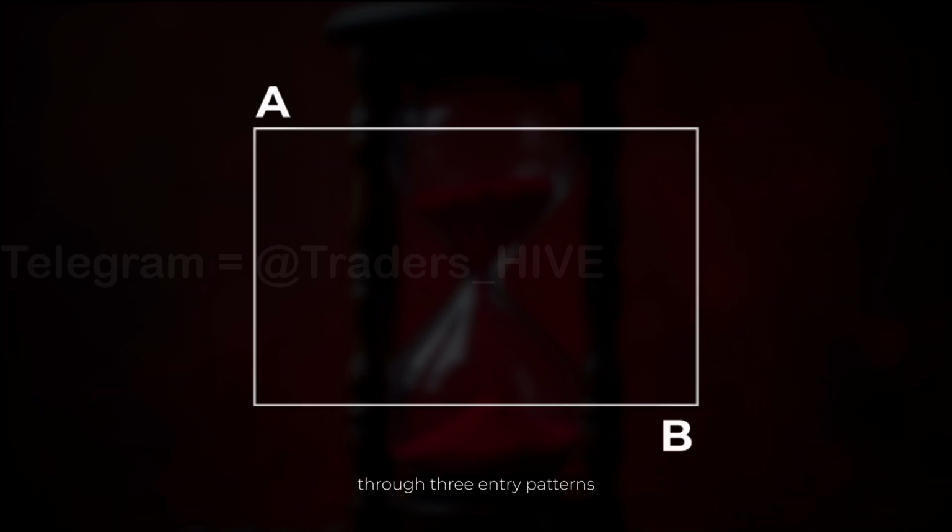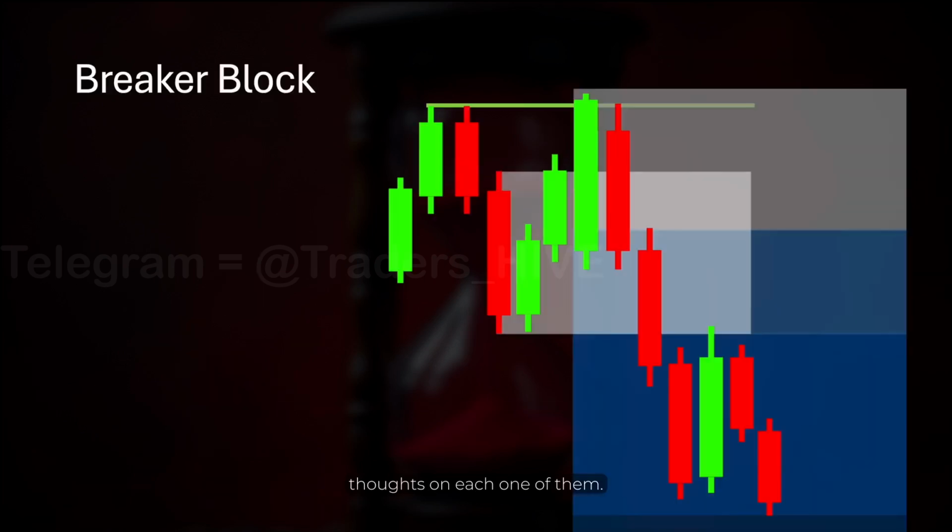I'm going to walk you through 3 entry patterns, which I believe to be the most important, and I'm going to share my thoughts on each one of them. First of all, we're going to be paying attention to the breaker block. The breaker block is, in my opinion, one of the strongest algorithmic signatures which you can look for. And the reason why is due to the following.